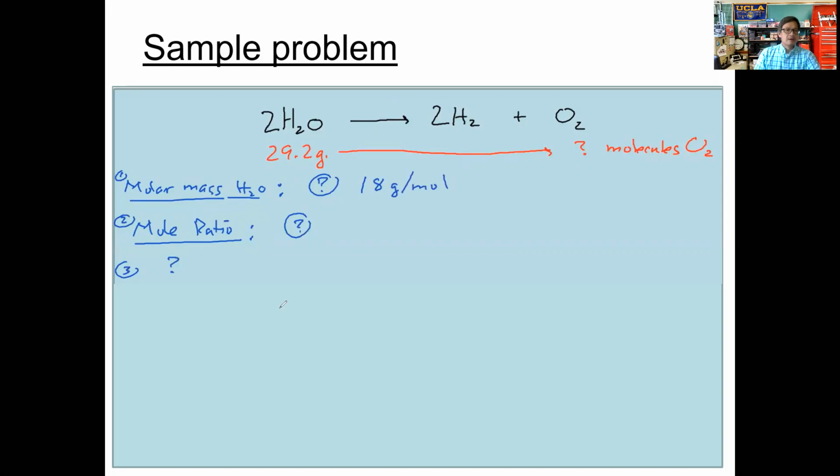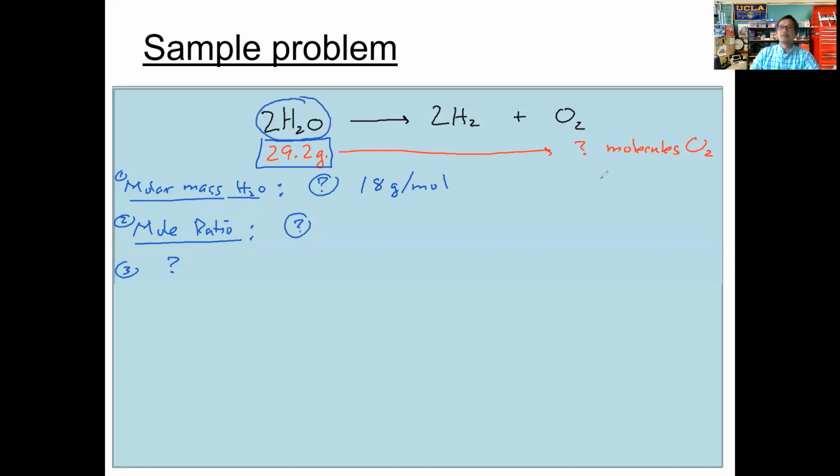Okay. Now the mole ratio here. Now, if you take a look at this, the conversion. Remember, all stoichiometric calculations are conversions. And so you ask yourself 3 basic questions. When you ask yourself the 3 basic questions, you will find the mole ratio that you need. Because look at this here. They tell you that we are given to start out with 29.2 grams of water. Okay, so that's what we want first.